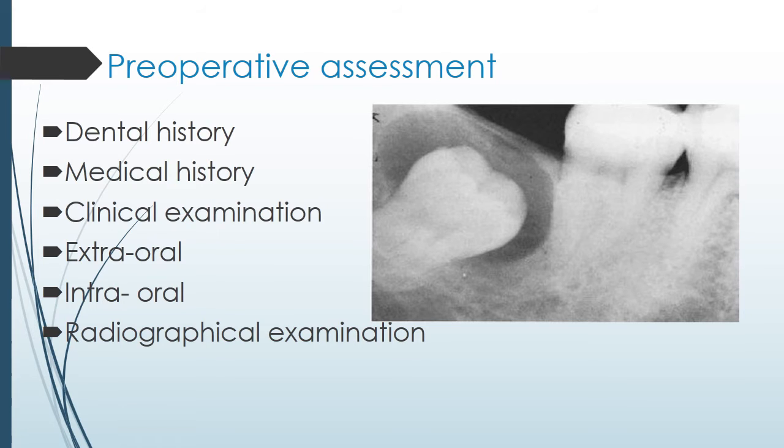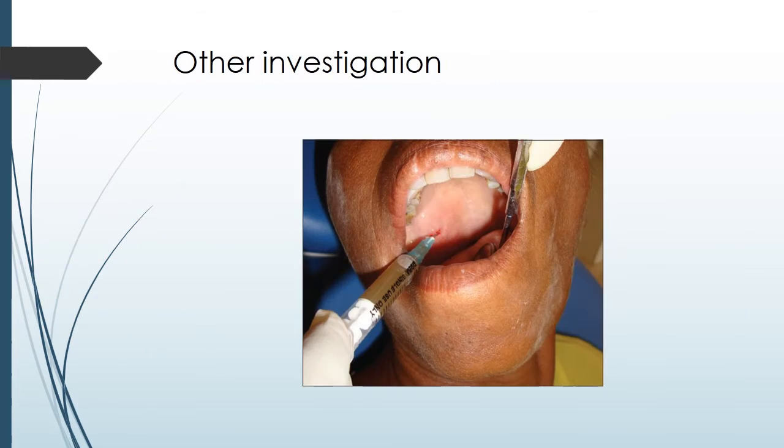Later on, we move to clinical examination, which includes extraoral examination and intraoral examination. For both of them, we should inspect and then palpate the lesion carefully, and then we send the patient for radiographic examination. Radiographs could be either intraoral radiographs such as a periapical X-ray or occlusal X-ray, or sometimes we may need extraoral radiographs for better diagnosis and management.